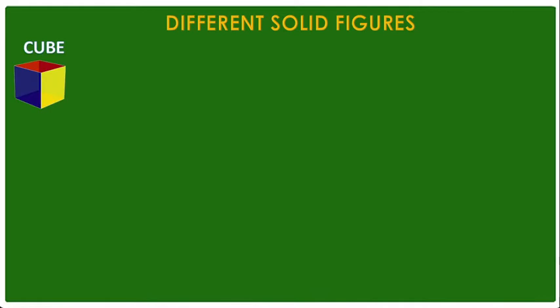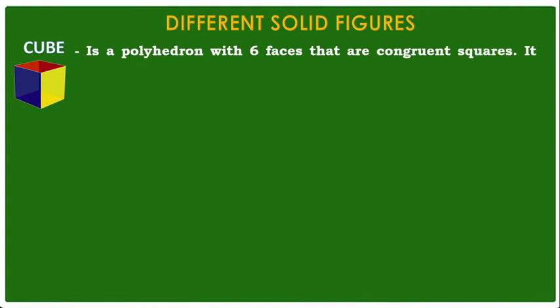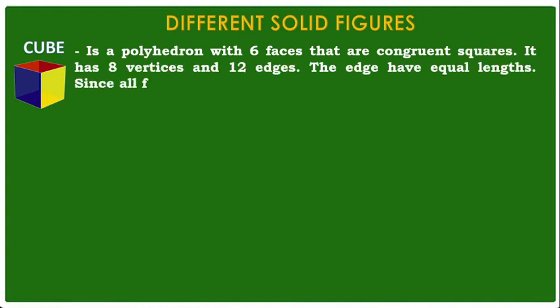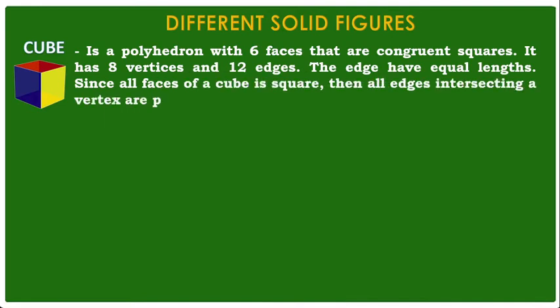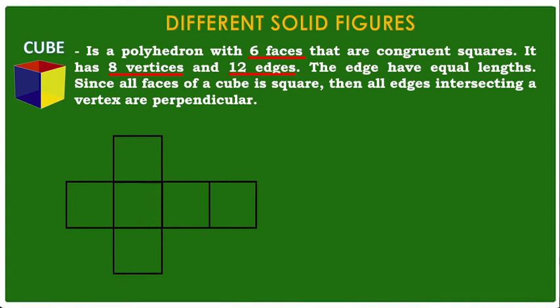As I have shown you previously, a cube is a polyhedron with 6 faces that are congruent squares. It has 8 vertices and 12 edges. The edges have equal lengths. Since all faces of a cube are squares, all edges intersecting at a vertex are perpendicular. Remember, a cube has 6 faces, 8 vertices and 12 edges.